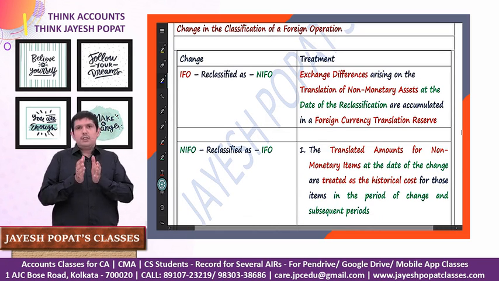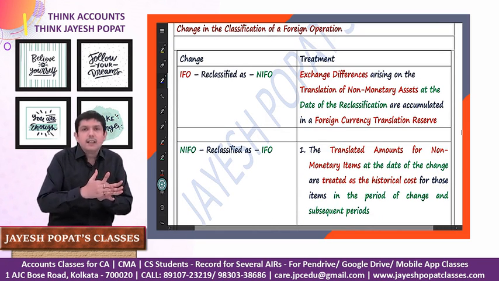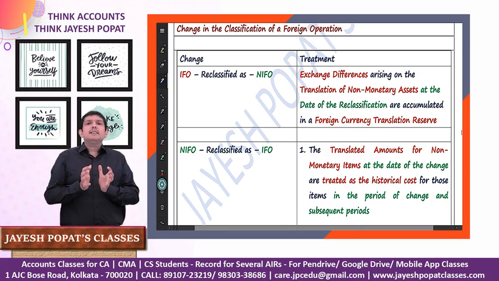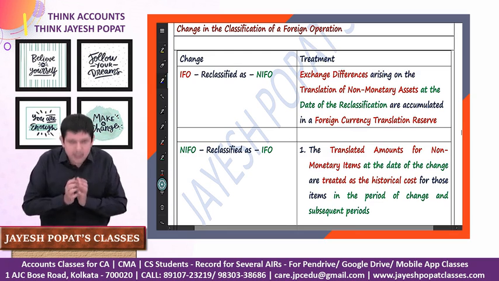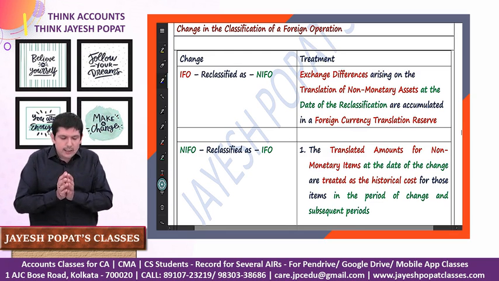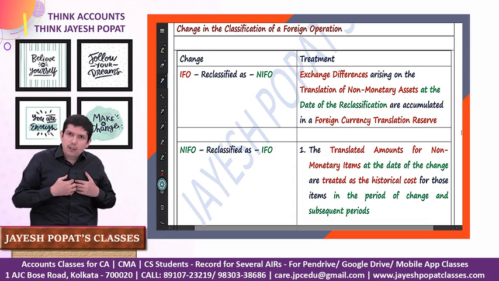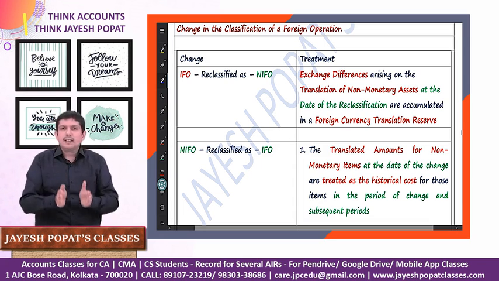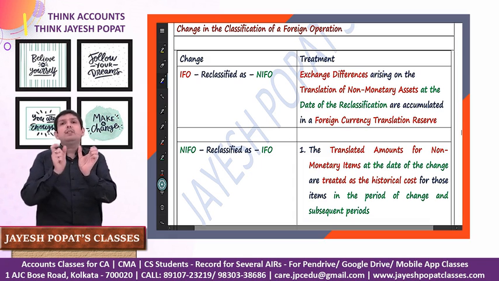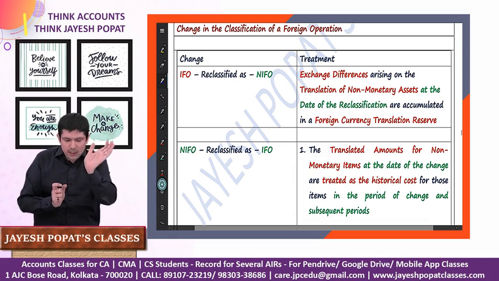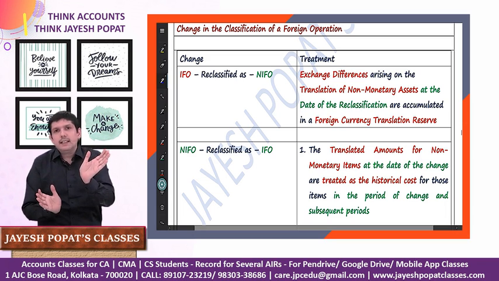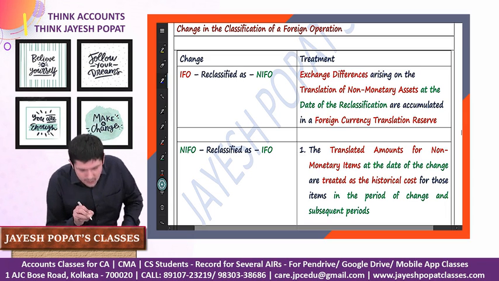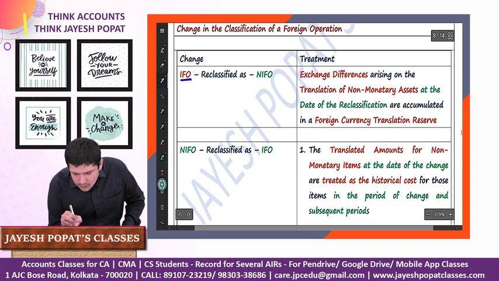Now we'll talk about change in classification. Initially a foreign operation was considered integral, now we are considering it as non-integral. Or it could be the scenario that initially we considered a foreign operation as non-integral, and now we are considering it as an integral foreign operation. Listen to this very carefully. When we did that exercise of conversion, we saw that there were two places where there was a difference: first in case of fixed assets, and another in how you deal with the difference in the trial balance.